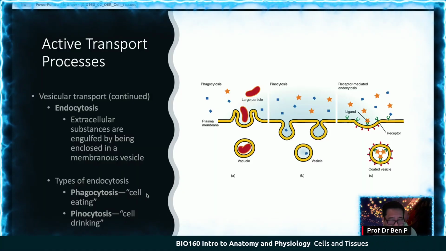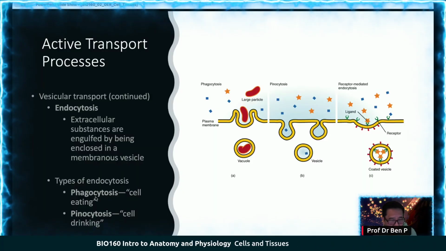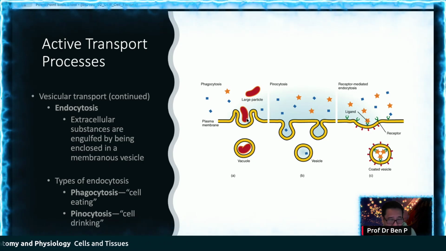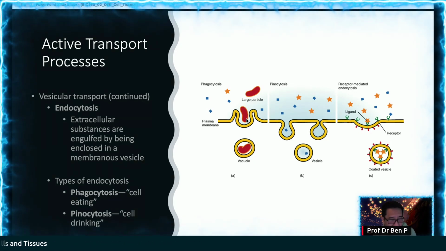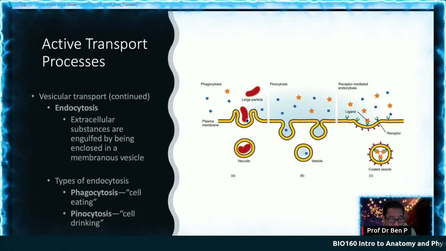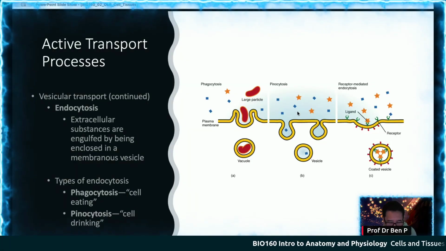Phagocytosis usually refers to your cell eating another cell. Like you have the macrophage eating bacteria, eating viruses. So they do phagocytosis, bringing it in, and then they kill it inside the body.